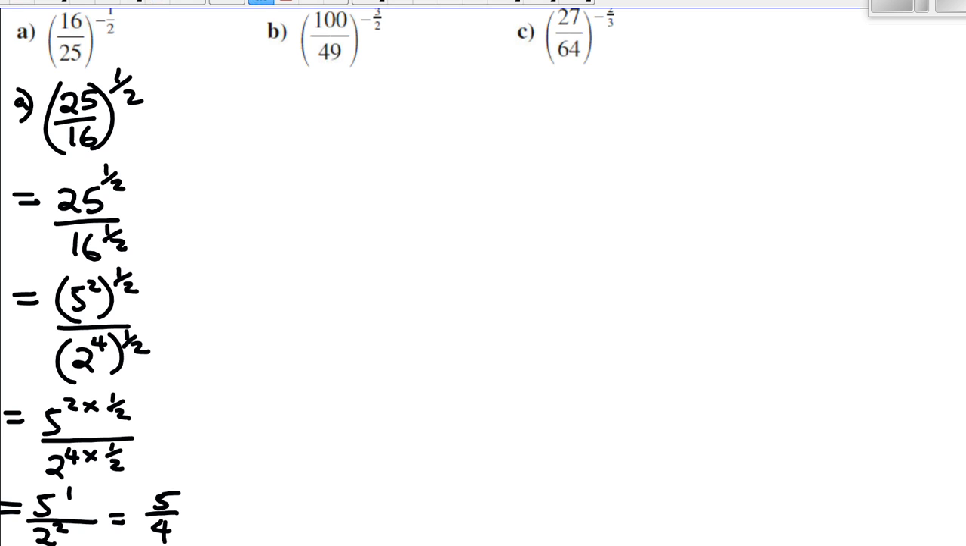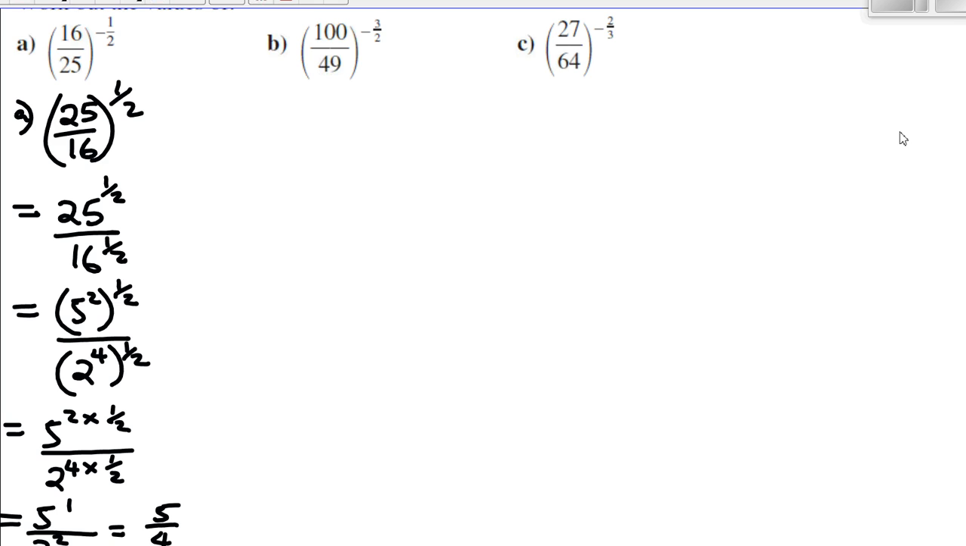Okay, next question. The first step is, again, to swap the numerator and denominator. That will help us to get rid of the negative power. So this will be equal to 49 over 100 to the power 3 over 2. And everything in the bracket is to the power of 3 over 2.